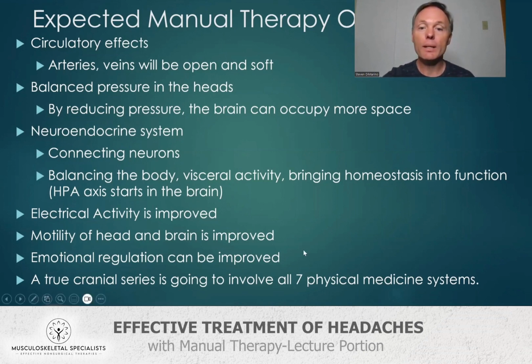Okay, emotional regulation can be improved. Well, if your brain works better, that's obvious. Okay, a true cranial series is going to involve all 7 physical medicine systems. And I'm going to go into why. I'm going to go into why here.